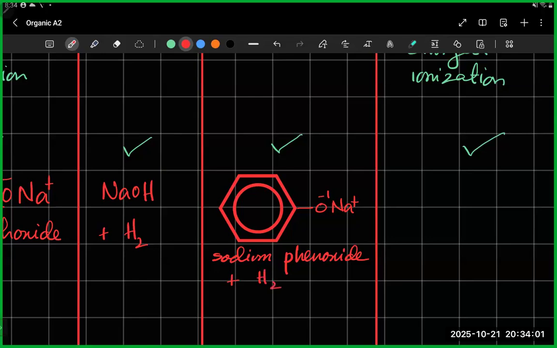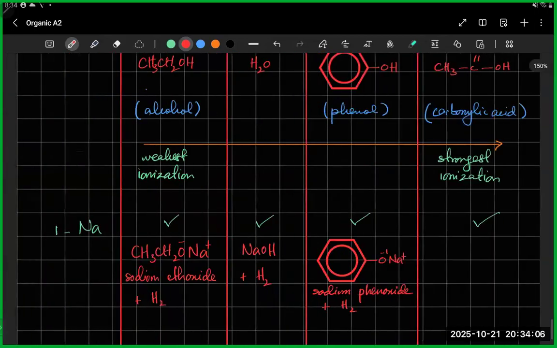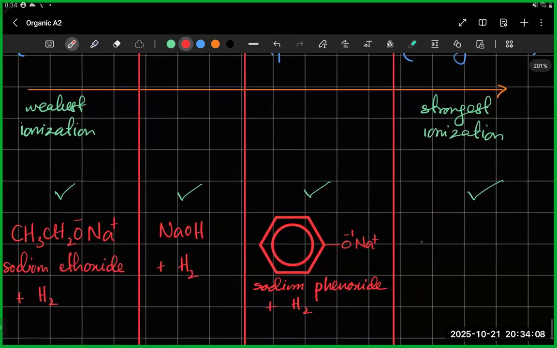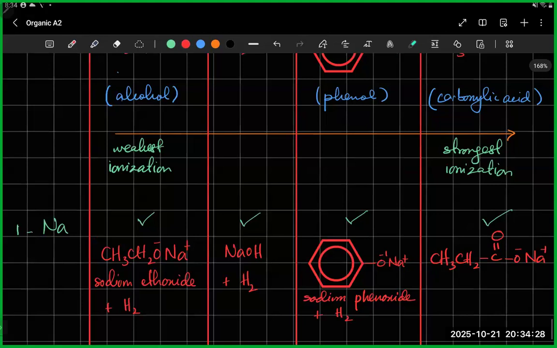Plus H2 gas. And finally, you had this ethanoic acid, which will also react. And your ethanoic acid will produce a salt. So that's sodium ethanoate. There's an extra carbon. I have to remove that.